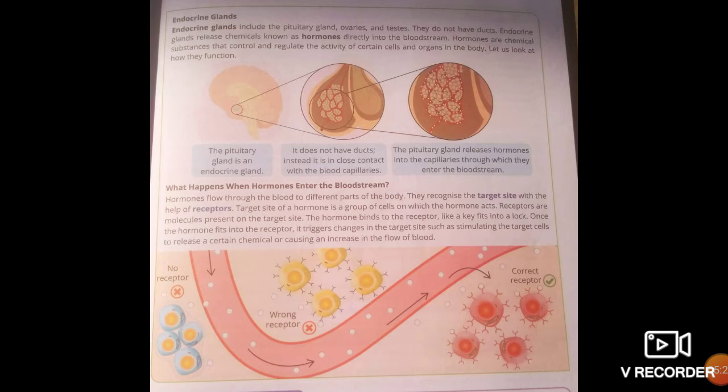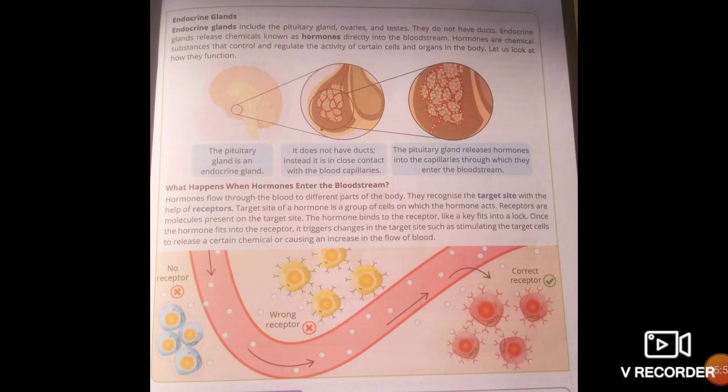What happens when hormones enter the bloodstream? Listen, hormones flow through the blood to different parts of the body. They recognize the target site, meaning where they have to go, with the help of receptors. The hormone binds to the receptor like a key fits into a lock. In that way, the hormone binds to the receptor.